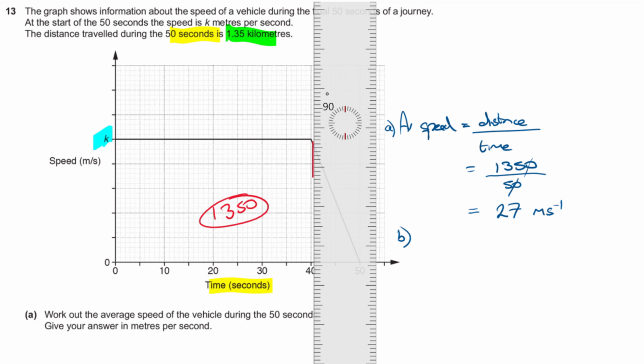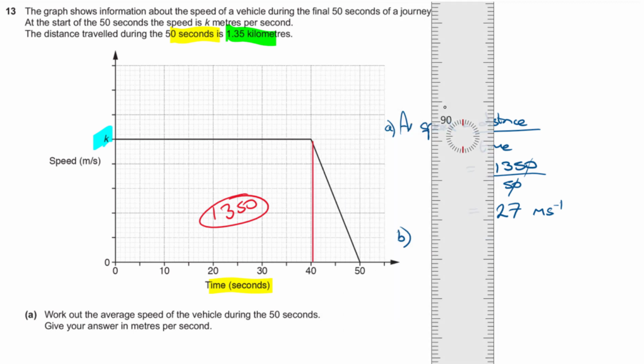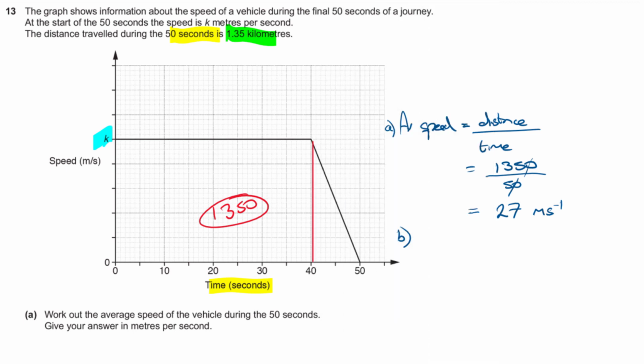Put a line in there. So area of a triangle, area of a rectangle. The area of the triangle is half base times height, isn't it? So this bit in here is going to be 1/2 of the base. 40 to 50 has got a base of 10 times the height, which is k. In other words, it's 5k.